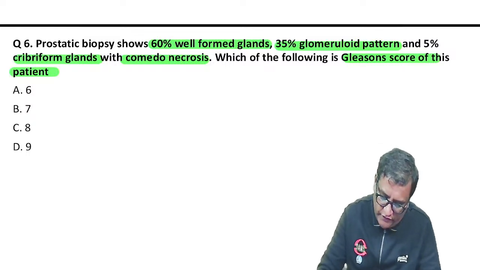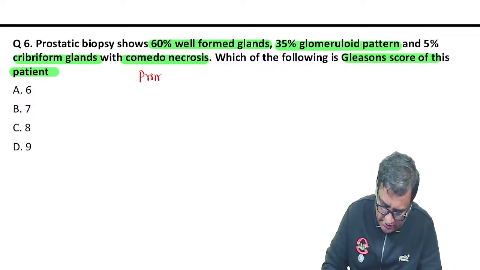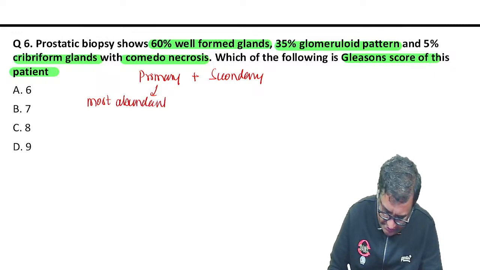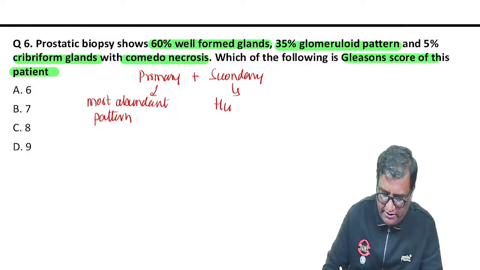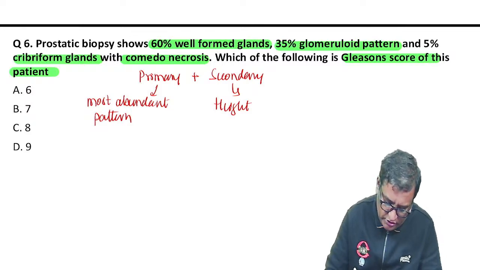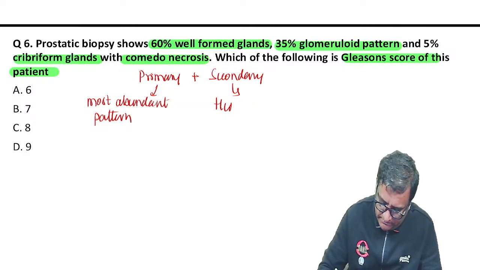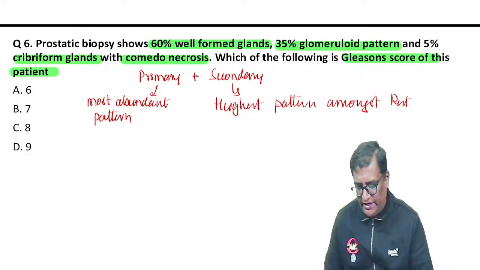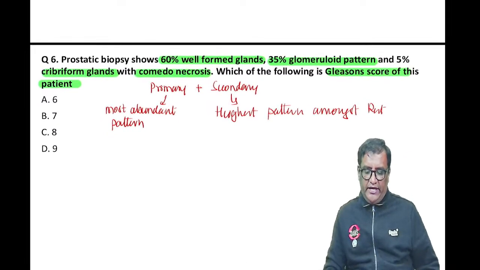If you remember the Gleason score we discussed, there will be a primary score plus what? Secondary score. What is a primary and what is a secondary? Primary is the most abundant pattern, isn't it? The most abundant pattern is primary and secondary is the highest pattern of the rest. So whatever rest is available, the highest pattern amongst the rest is your secondary. So we have a primary and a secondary pattern, isn't it?